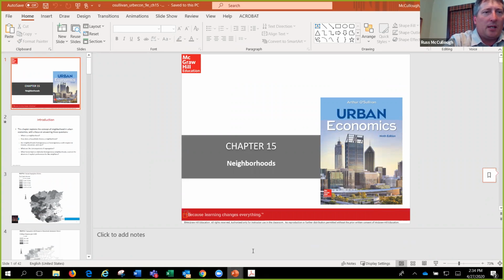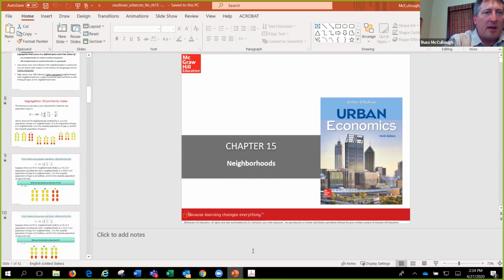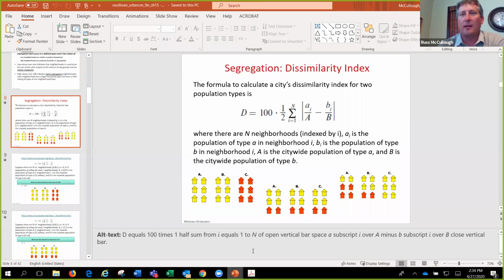Chapter 15 on neighborhoods. So we had some fun maps there. This was the one on how people are spread out through the city. So do people tend to segregate in terms of maybe the high income area and the low income area of town? To what degree do they do that?